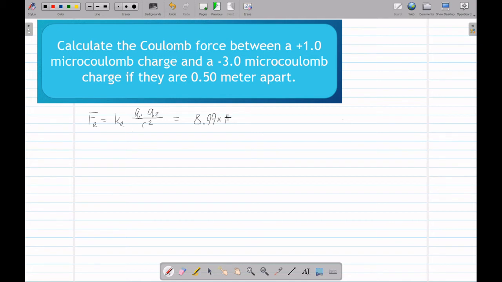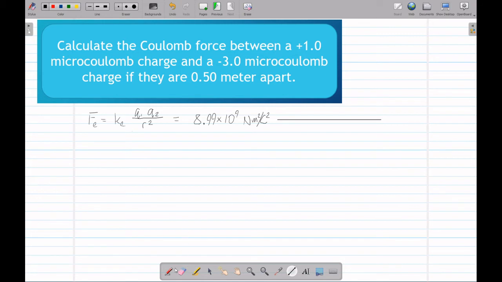8.99 times 10 to the 9th newtons times meters squared per coulomb squared. And I don't think I pointed this out to you on the previous slide, but this is the value for k sub e, and you will use this value for any problem using Coulomb's law. And the unit, newtons times meter squared per coulomb squared, it has to be that way so that when you plug in all the other numbers and do the math, it works out to be just newtons. It will leave just newtons for your final answer.